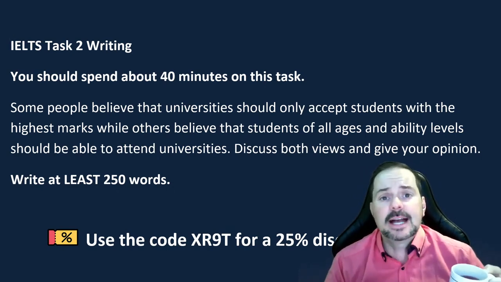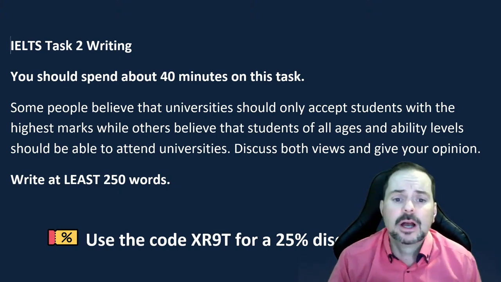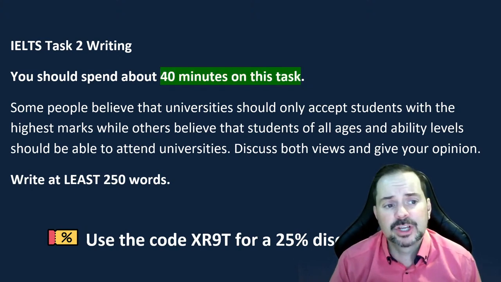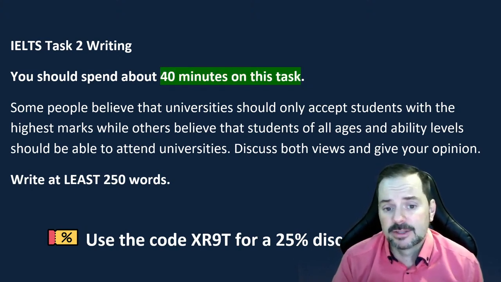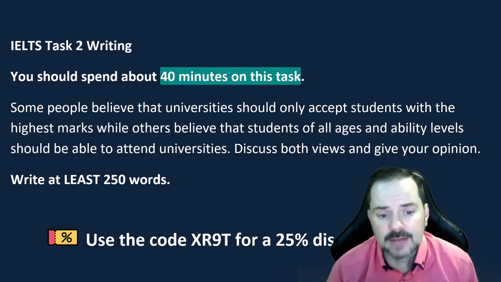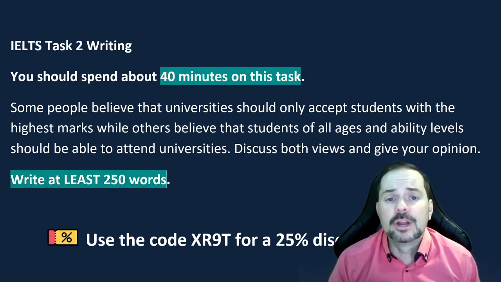Task 2, writing. Again, it's 40 minutes of the writing section. Writing is probably the most challenging section to get a high band score. I know this from first-hand experience, having done the IELTS exam. So you really do have to practice, and you have to write at least 250 words in the 40 minutes. 250 words is the minimum.